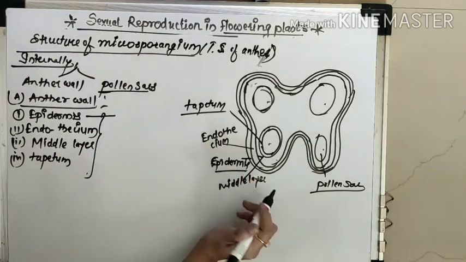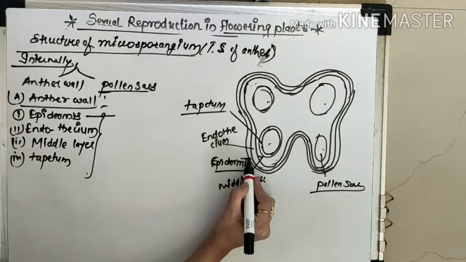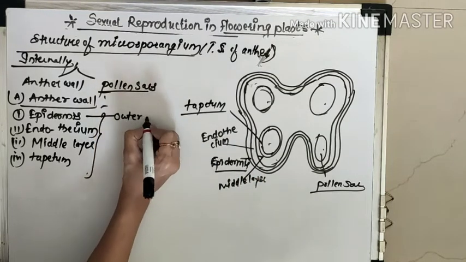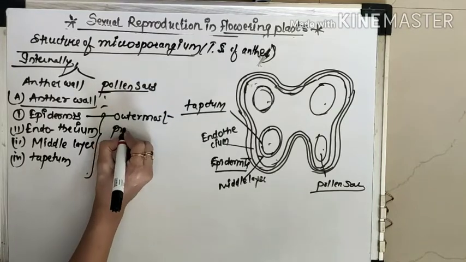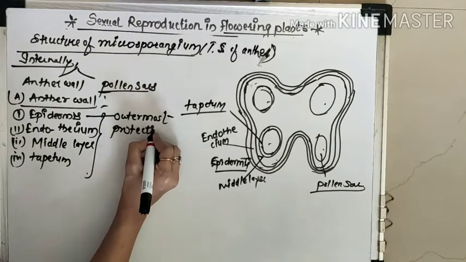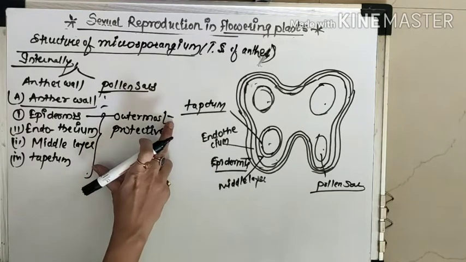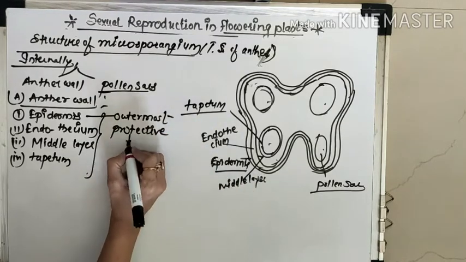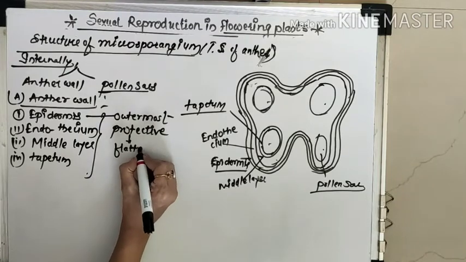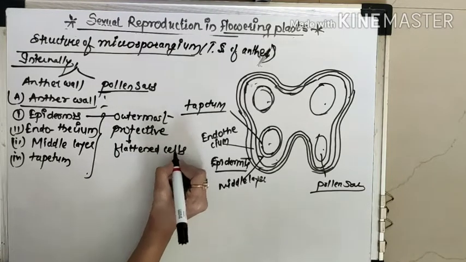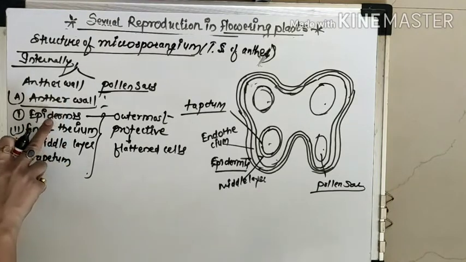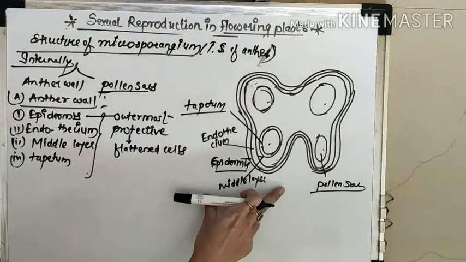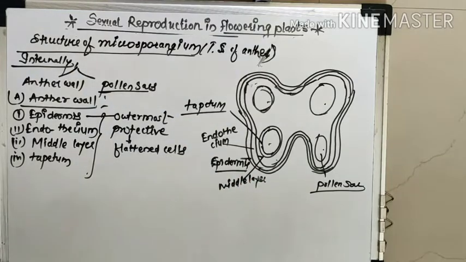You can see this outer layer is called the epidermis, and it is the outermost protective layer of the anther, which consists of flattened cells. So the first layer of the anther wall is the epidermis, the outermost protective layer of this anther, which consists of flattened cells.